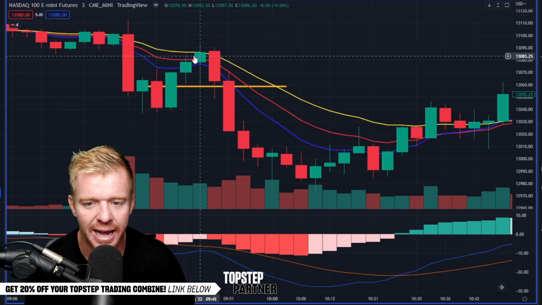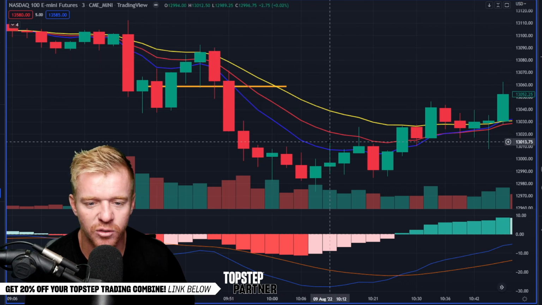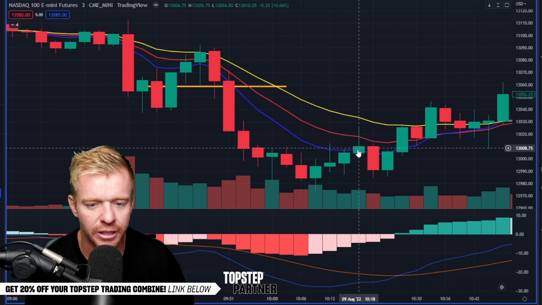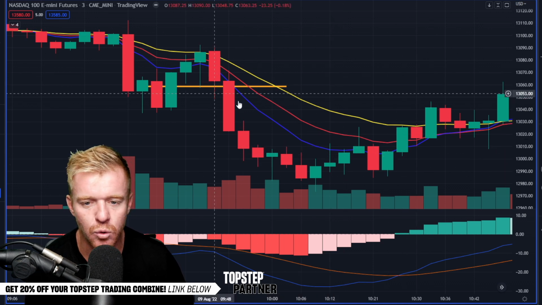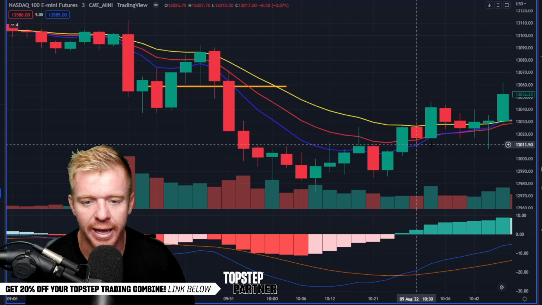Again, the EMAs looking nice. They're fanning out there. That's what we want to see. The trend is clear. We got the move lower, and you can see all the way down there to the 80s.